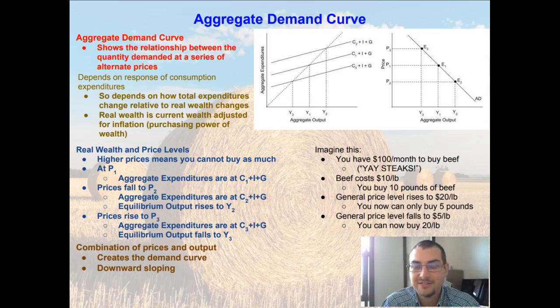Okay, folks, in that last video, we talked about the aggregate expenditures curve. And specifically, we talked about the Keynesian cross, where we find the equilibrium of the nation's product market. That is the point where the aggregate output will also equal the aggregate expenditures. And that can be found in that Keynesian cross.